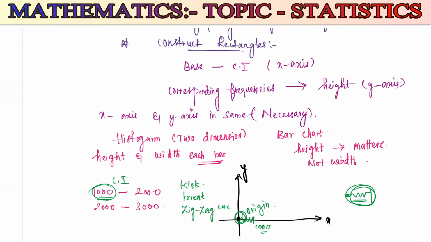So when the values start from 0 to 10, 10 to 20, then you are going to represent the diagram like this. If it does not start with 0 and starts with 1000, you have to draw the zigzag curve for one unit, and later you start taking the intervals. Now we are going to start solving the exercise problems.